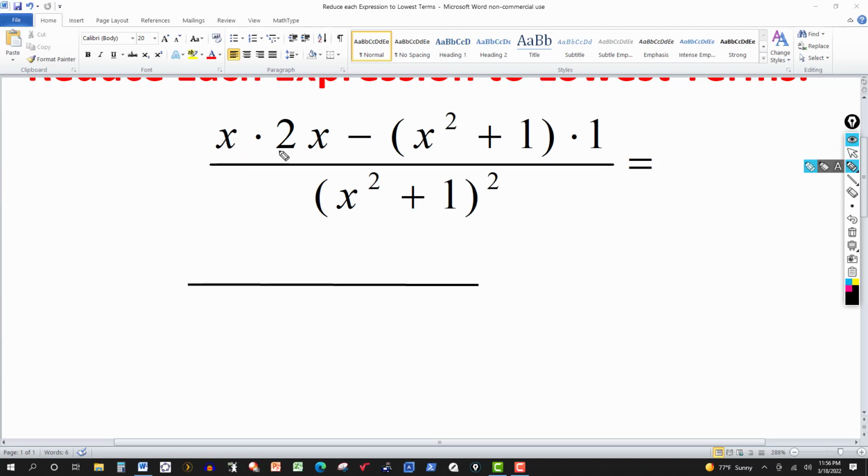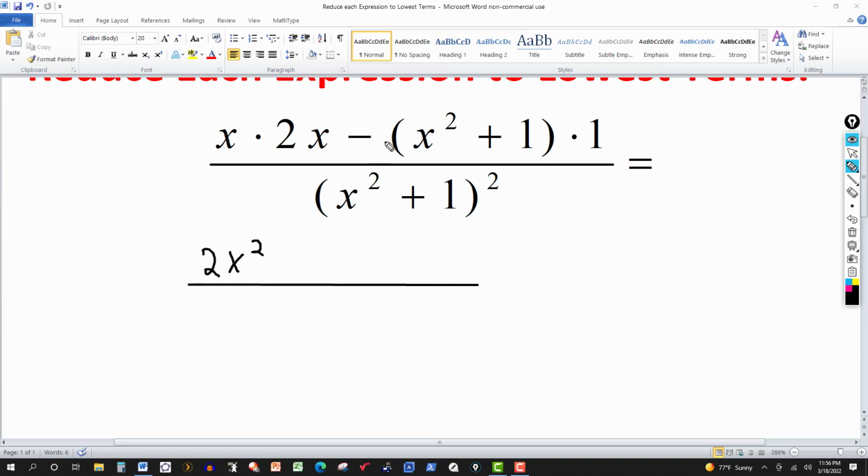But let's look at the numerator first. And it looks kind of weird here, but you're just performing the operations. We have a 2x times an x. So that'll give us a 2x squared. x times x, and then 2 is the coefficient.